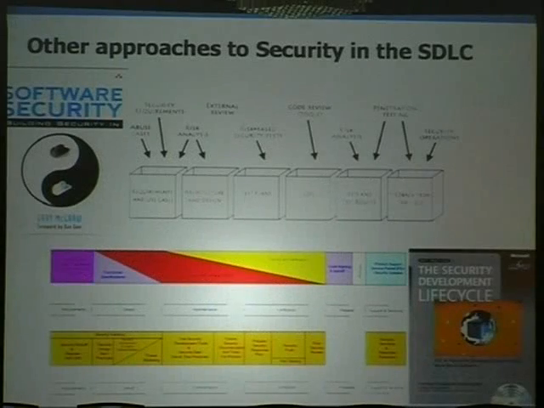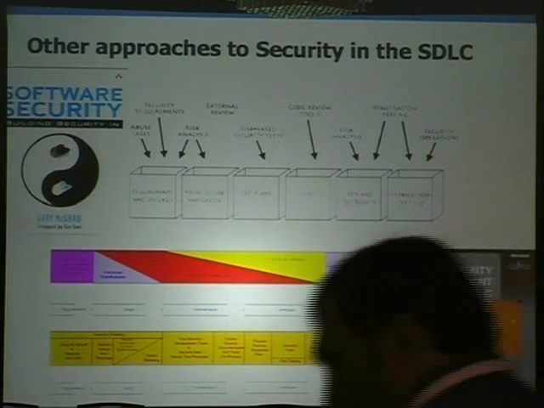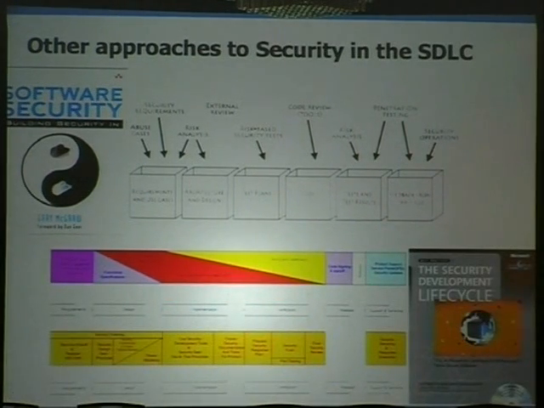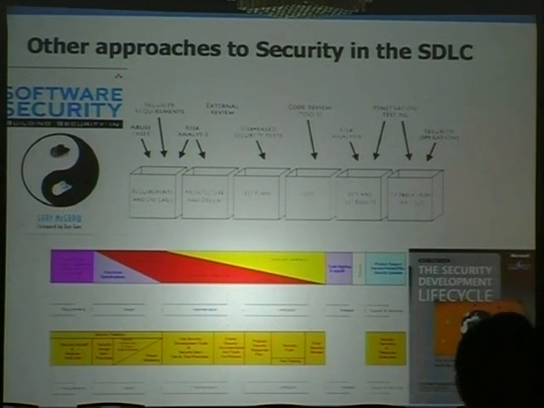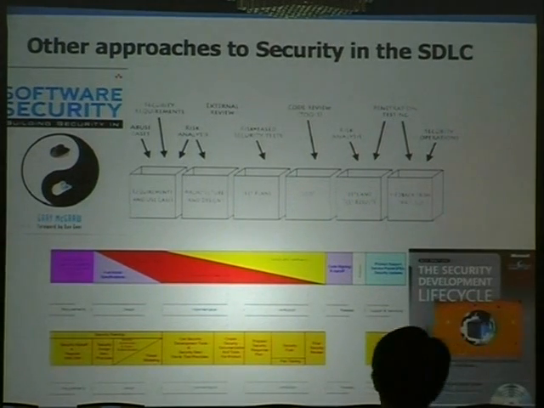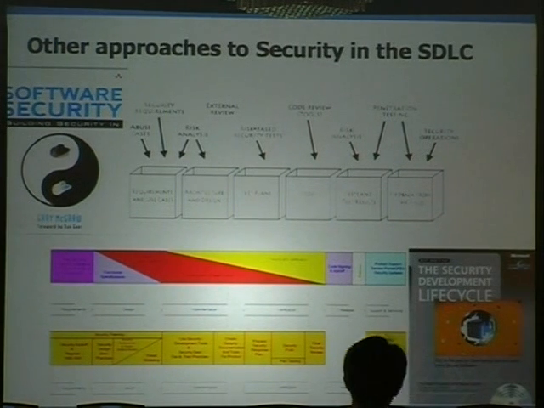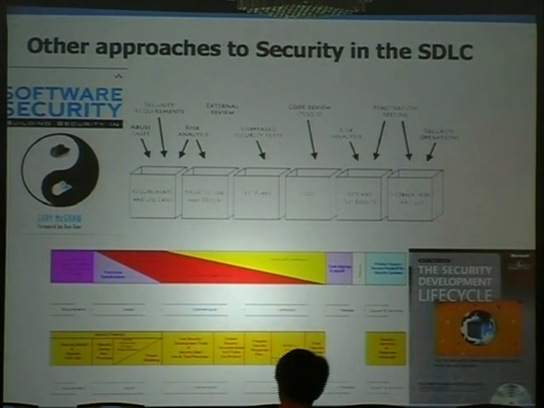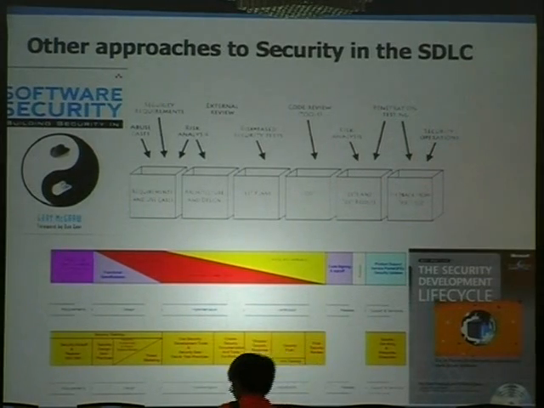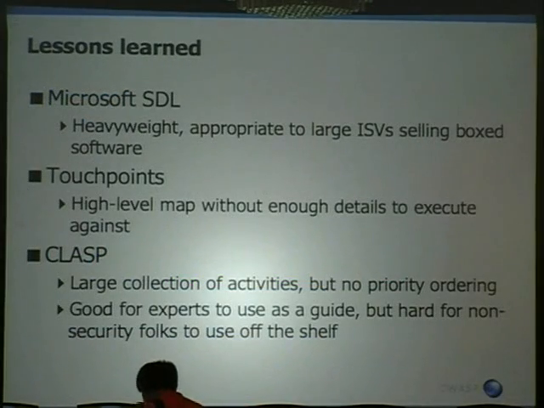As I'm sure folks are already familiar with, there are lots of other approaches to incorporating security into your software development lifecycle. You have Gary McGraw's touch points, which is the diagram on top, and then you have the Microsoft SDL, which is the diagram on the bottom. Both of these are basically different approaches to accomplishing the same thing that CLASP did. So when we looked at all of these, we asked what lessons we can learn about each of these different methods, because each one has an important lesson to teach us.